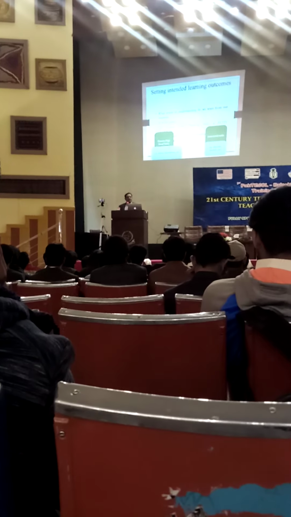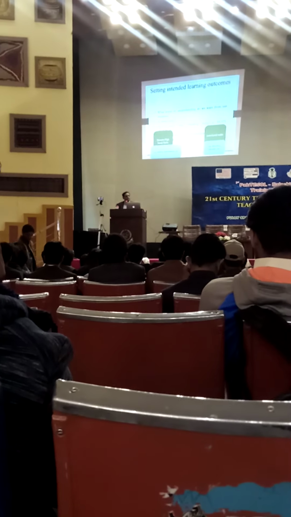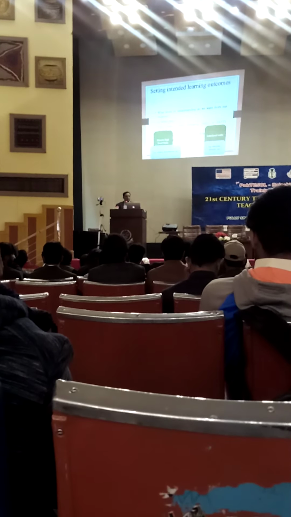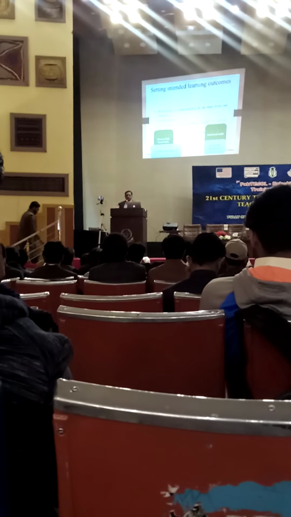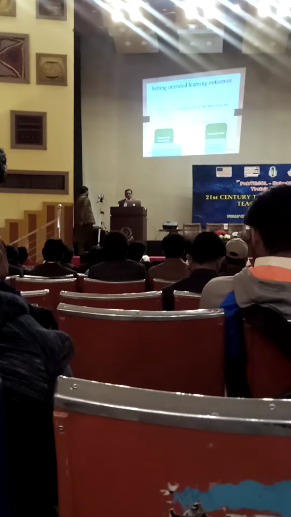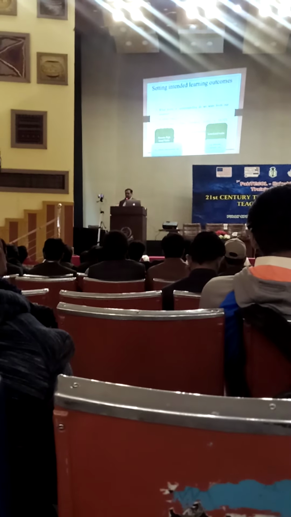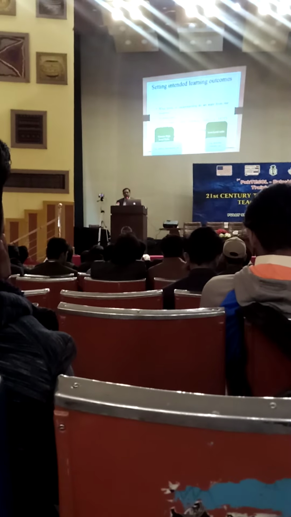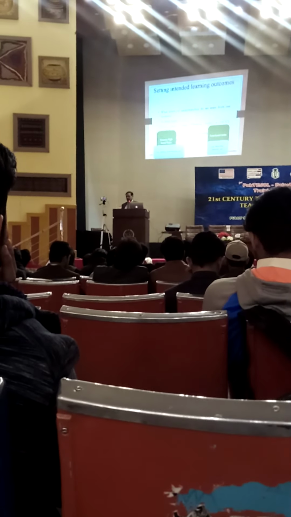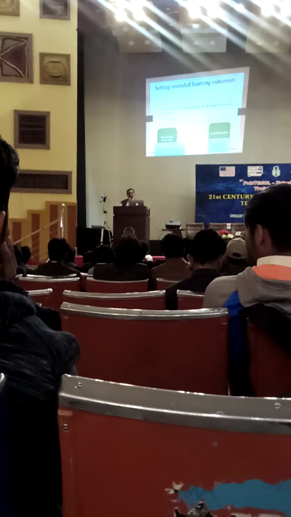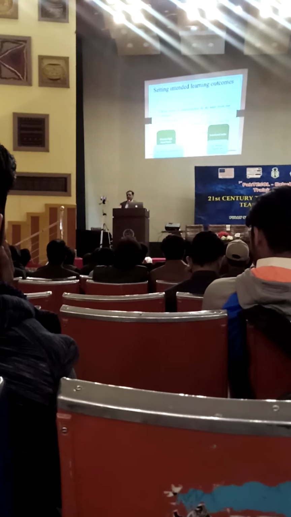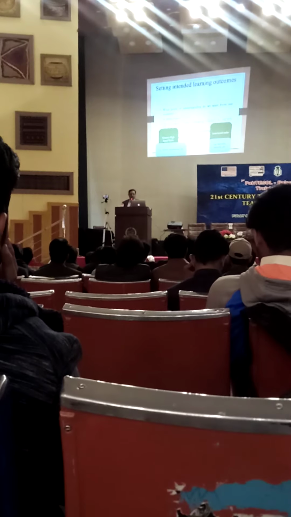So you need to decide when you set the intended learning outcomes. You want your learners to be involved in deep learning or in superficial learning. You want to test their lower order thinking skills or higher order thinking skills. So this should be decided at the beginning when you are setting learning outcomes.